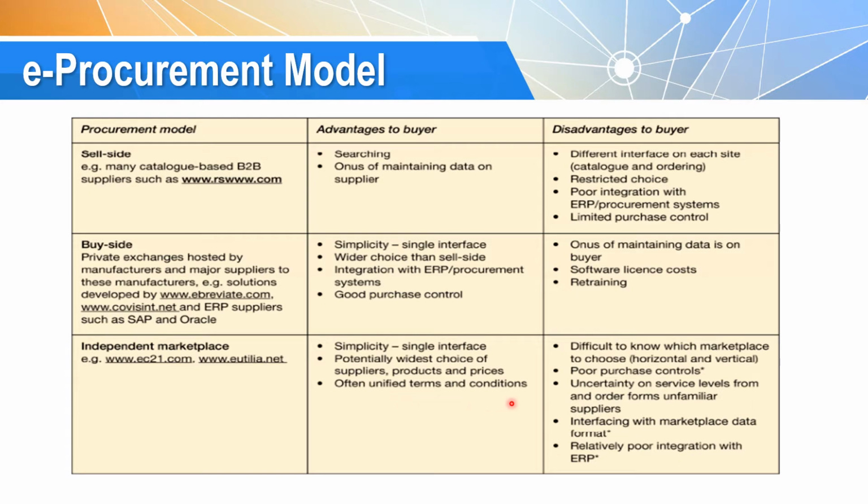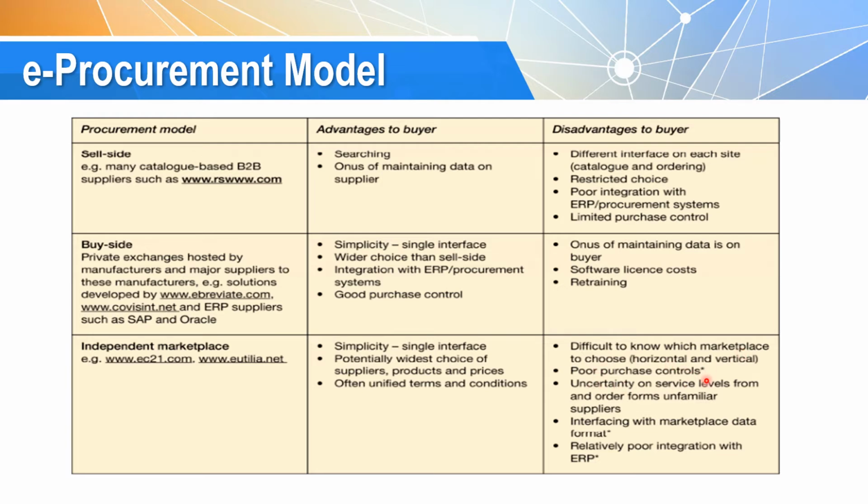unified terms and conditions. Dan biasanya dekat Shopee ni, contoh Alibaba ke, you deal dengan many suppliers, tapi the terms and conditions is provided by the intermediaries, okay, which is the Alibaba ke Shopee and so on. However, it's difficult to know which marketplace to choose.